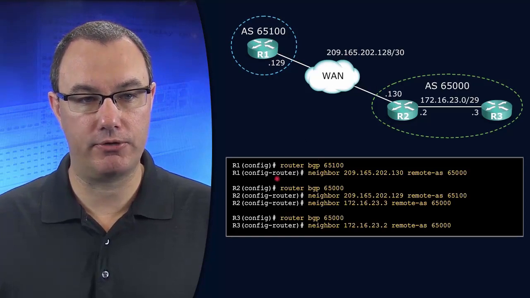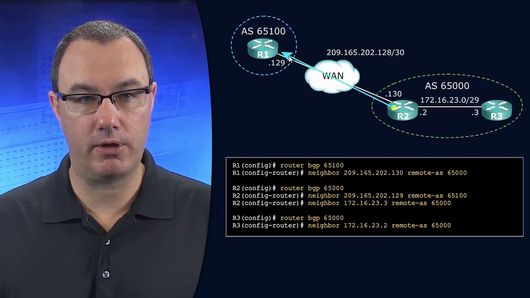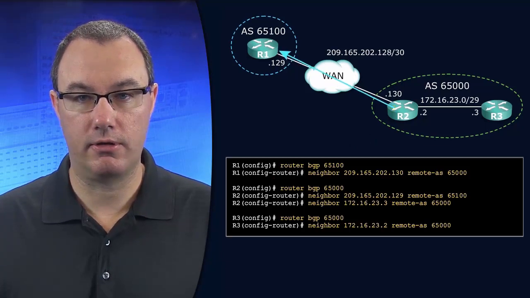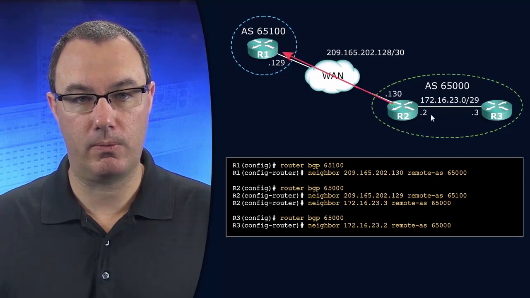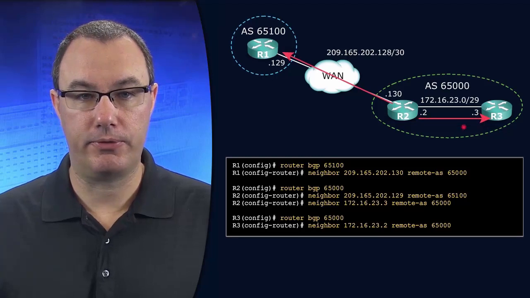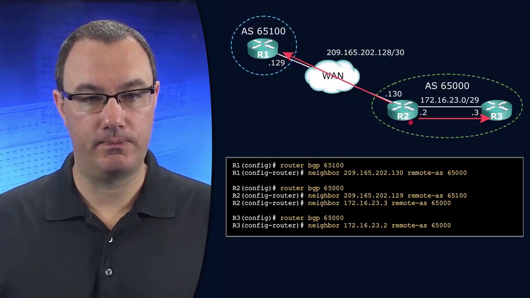Then we've got router 2. Router 2 has 2 different neighbors. We're pointing from router 2 to router 1. Looks good. Router 2 to router 1, and also router 2 to router 3. So it's running both sides of BGP on router 2.